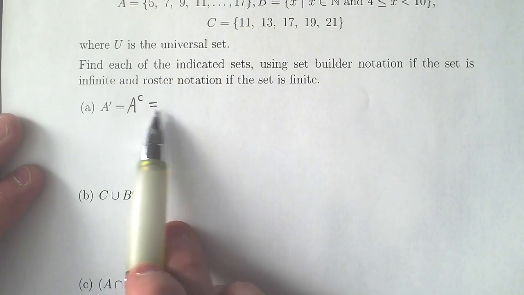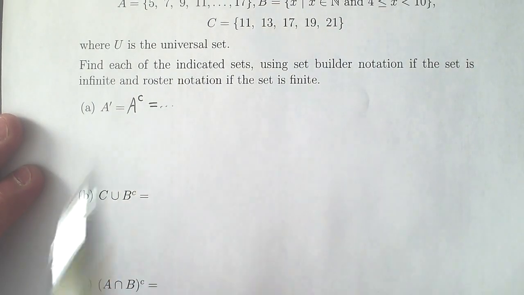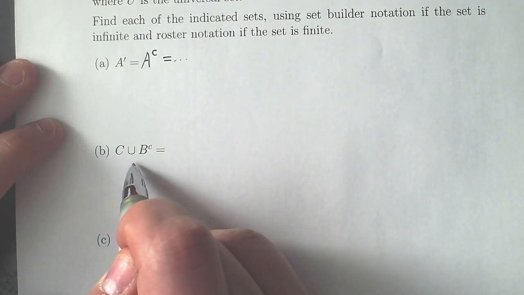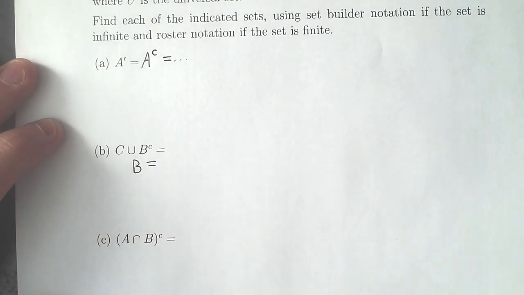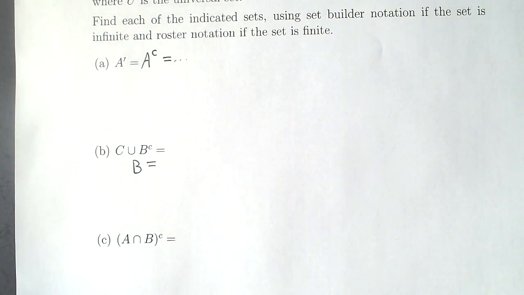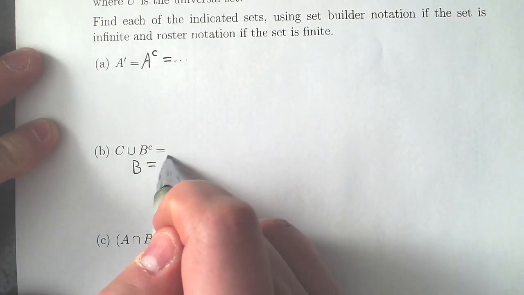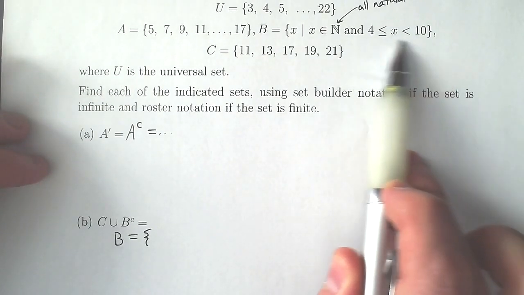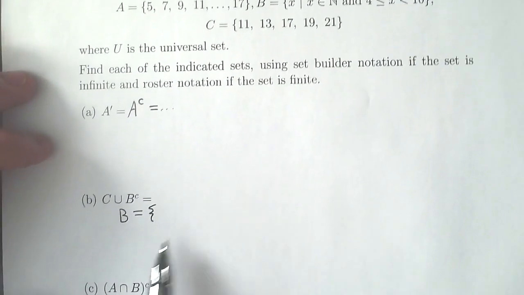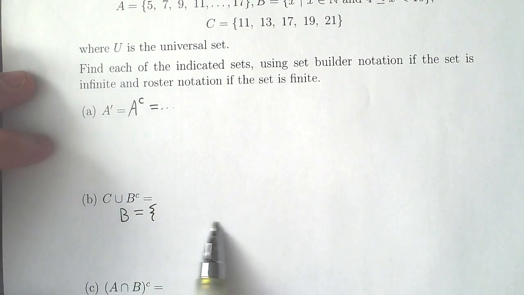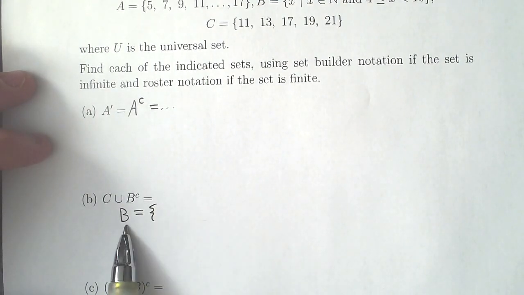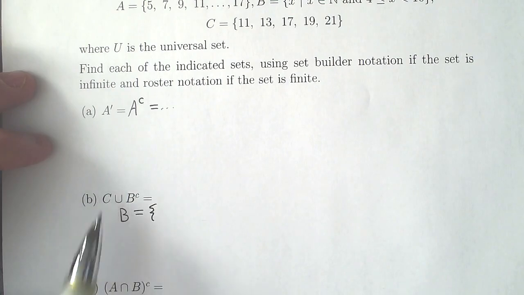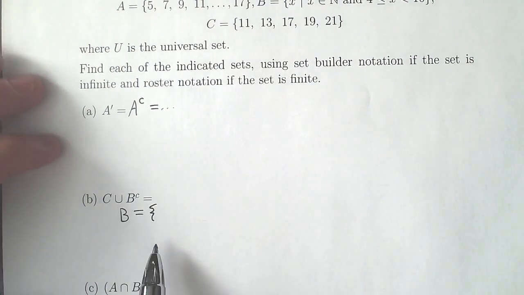I'll save part A for you to do. You can fill that in and you can check that with the posted solution. But I'm looking a lot at this set B. I want all natural numbers so that this inequality is true. I'll find the set B first as a stepping stone. Once I know what B is, then I can figure out what B complement is, and then I can answer the question. So I think I'll do that.